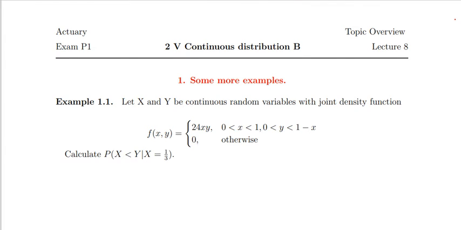Hello, welcome to this lecture video. This is about two variable continuous distribution, part B. If we have two variables, then we have some conditional distribution, so we have conditional probability, conditional expectation, those things.